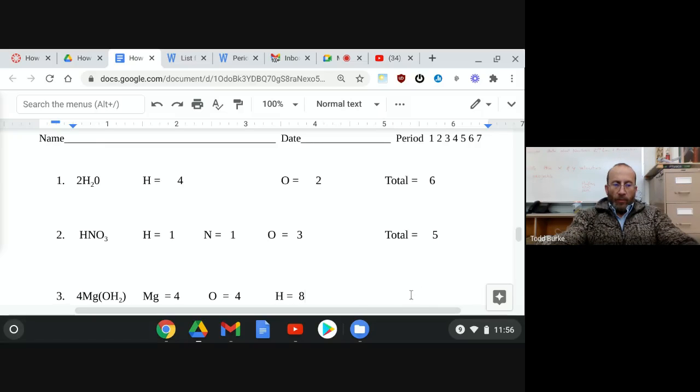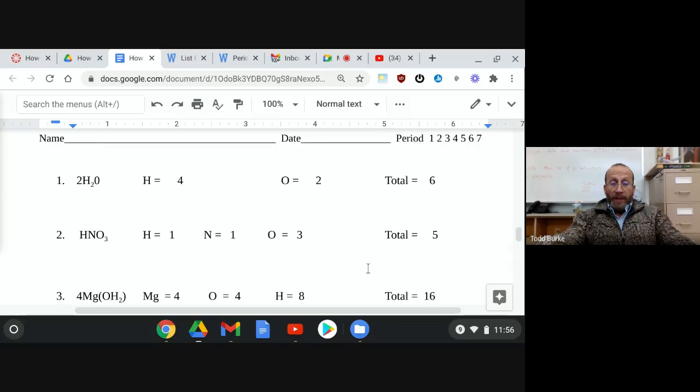Now, I have to total all that up. I have 4 magnesium, 4 oxygen, that's 8, with 8 more hydrogen. Total number of atoms for this compound here, these 4 Mg(OH)2 molecules, the total number of atoms would be 16 then.